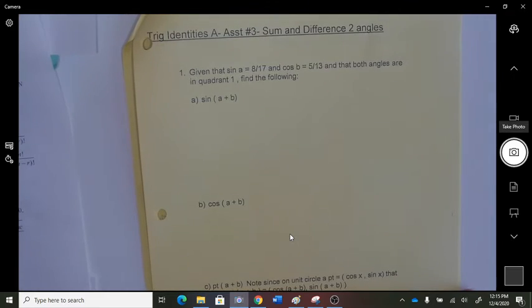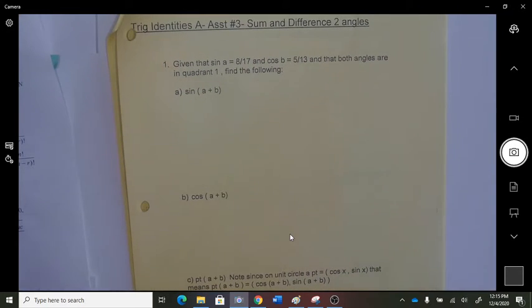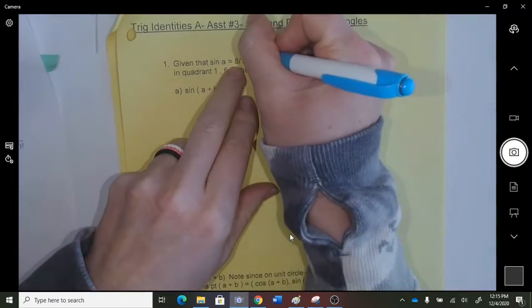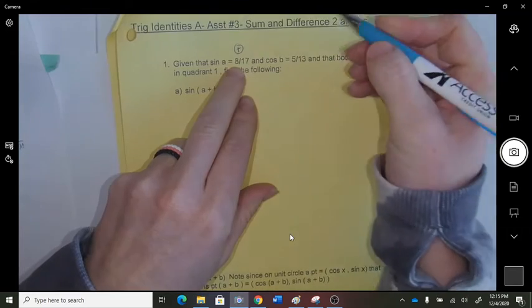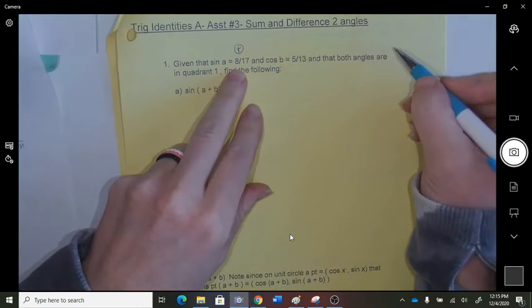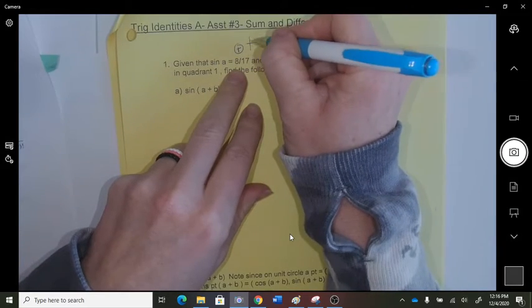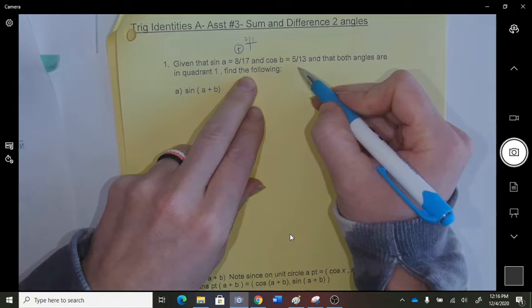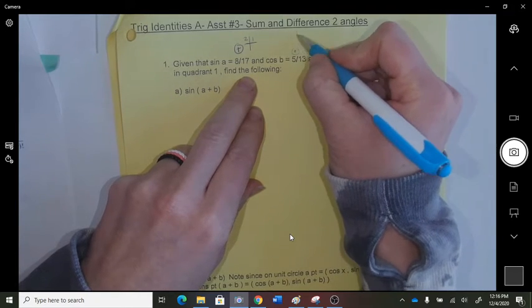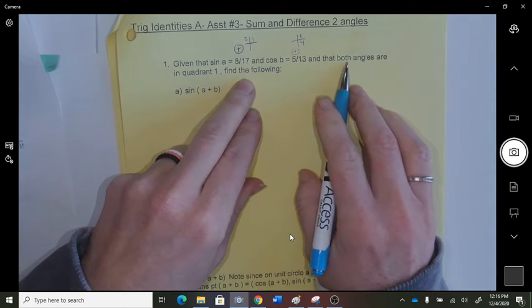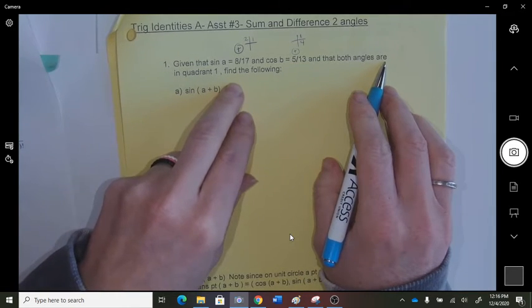Okay, assignment 3 with the sum and difference of two angles. We're given that sine is this ratio, so sine is positive, and so we have a choice of quadrant 1 or 2. And we're given the cos of another angle, and it's positive, so that could be in either 1 or 4. And we know that both angles are in quadrant 1.